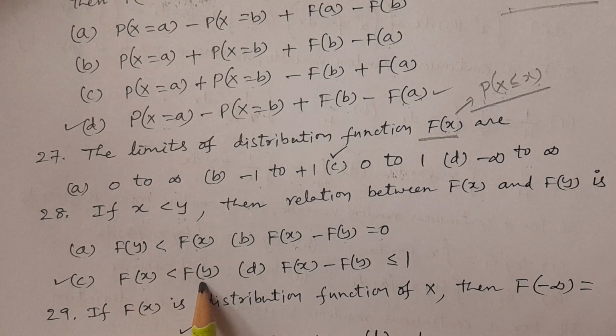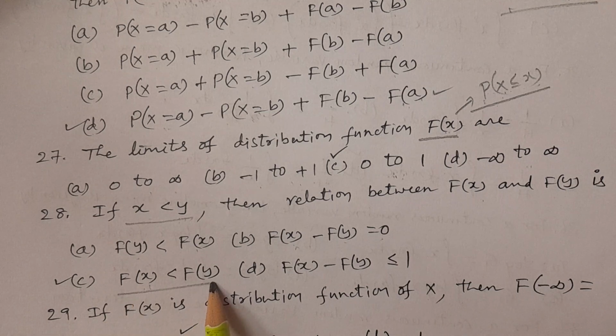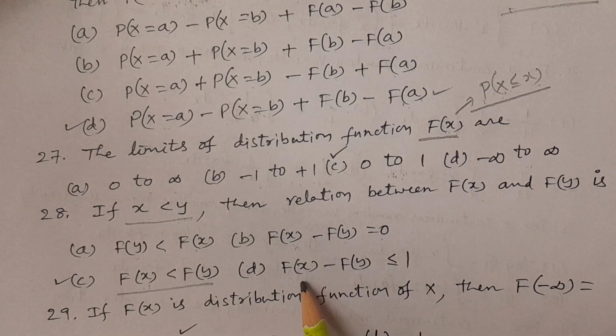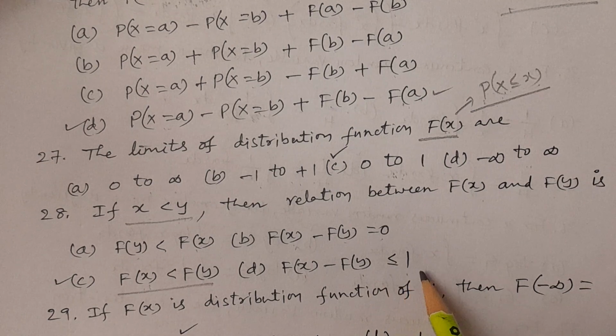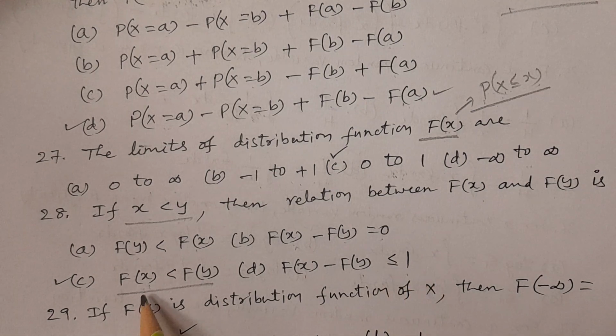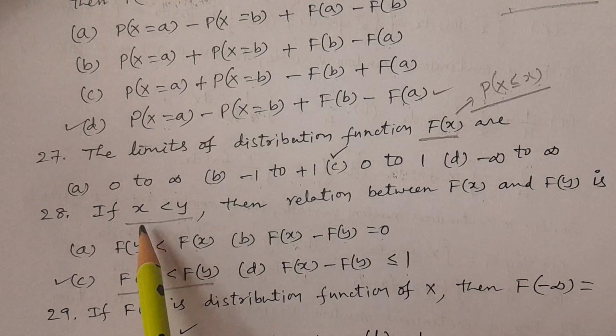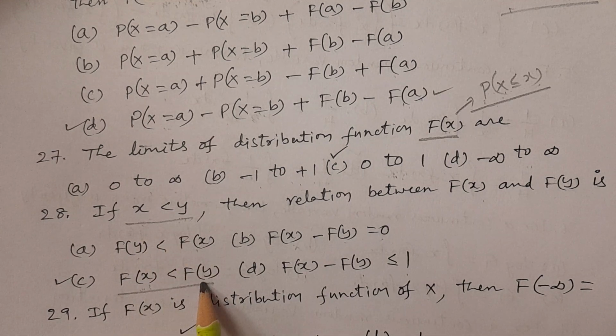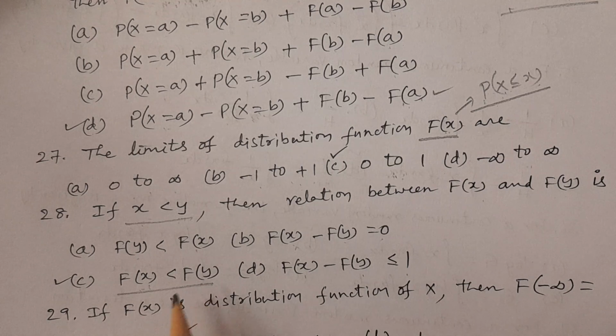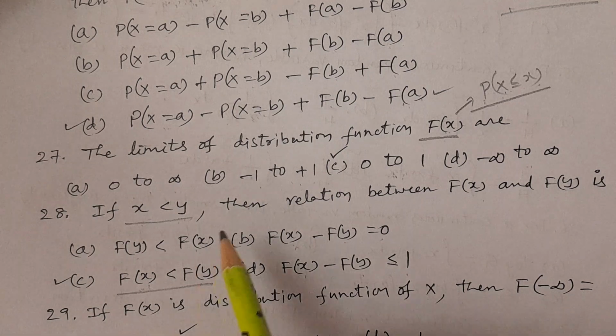F of x is less than F of y. Option C, this is right. If x is less than y, then F of x is also less than F of y. And the last option: F of x minus F of y is less than or equal to 1. No, we cannot say that. Therefore, the answer is F of x is less than F of y. If x is less than y, then F of x is less than F of y. That is one of the properties of the distribution function.